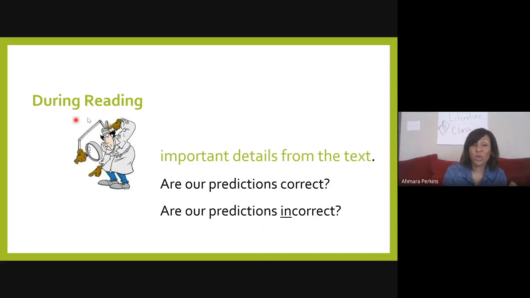Next step is during reading. I'm going to look for and identify important details from the text. And then I'm going to think about, are my predictions correct? Are my predictions incorrect? And we know the prefix in means not. So I'm going to find some details and see if the details that I find in the text match my prediction. Are they correct? Or do they not match? Are they incorrect? So as I'm reading, I'm thinking about these things.